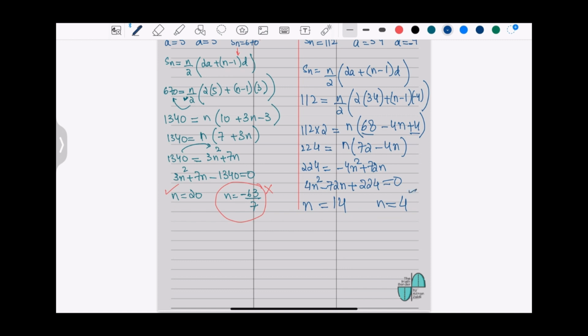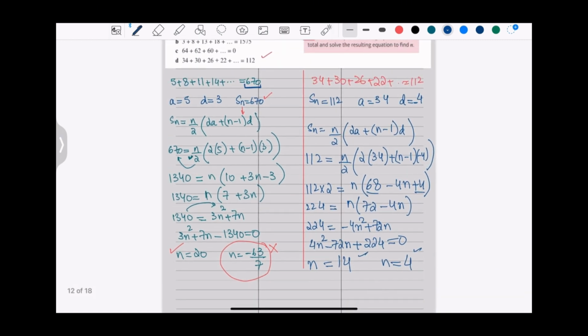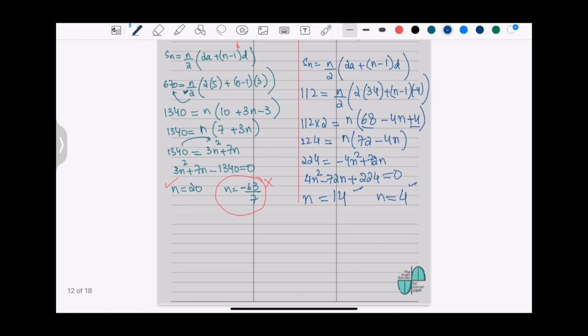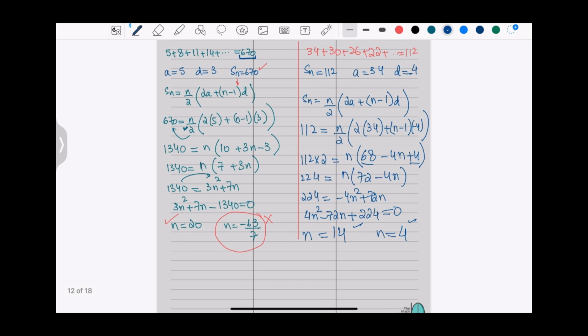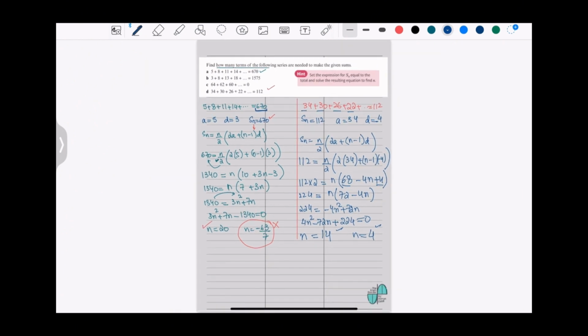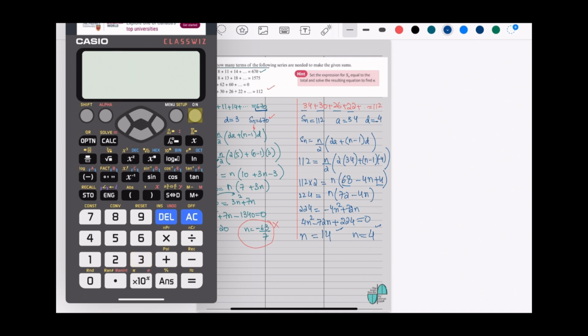Since both of them make sense and the sum has to reach 112, both of them will be acceptable. I'll explain the logic here, although it is a very good question, because if you add these first 4 terms, let's add them first: 34 plus 30 plus 26 plus 22 gives you 112, and it is right.